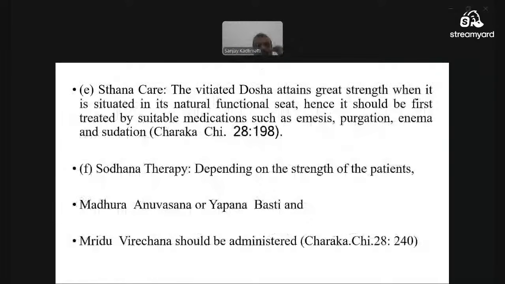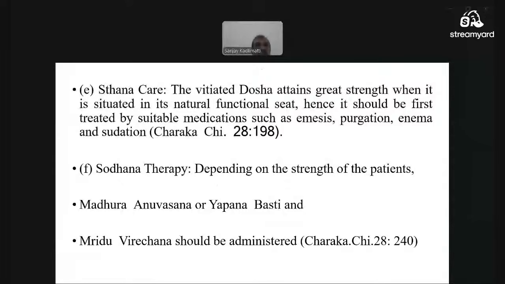E. How to care for the sthana of avarana. I have given all the references. It will be too much, that's why I have not taken the slokas, only the important ones where I have taken slokas. So 198th sloka in chapter 28. If the dosha is vitiated and attains great strength when situated in its normal swasthana, in its own sthana, then they are first treated by suitable medication such as vamana or virechana or basti or swedana.